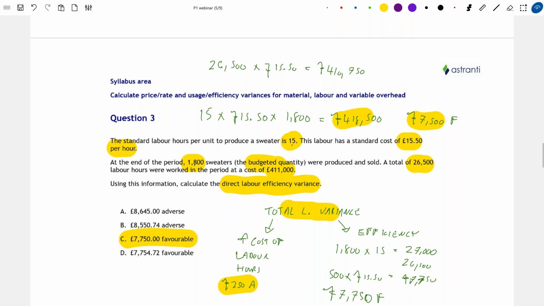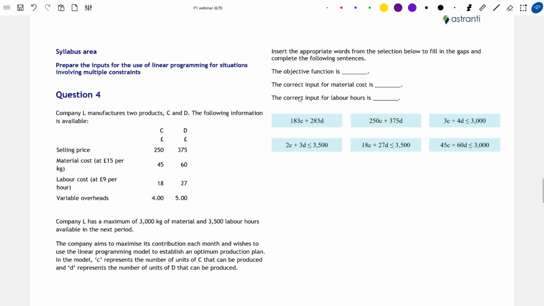So hopefully by this you can see how all the variances work together, and also how the efficiency variance is calculated, looking at the standard hours, comparing them to the actual hours, and then valuing the difference according to the standard cost of labour. So moving on to question 4.